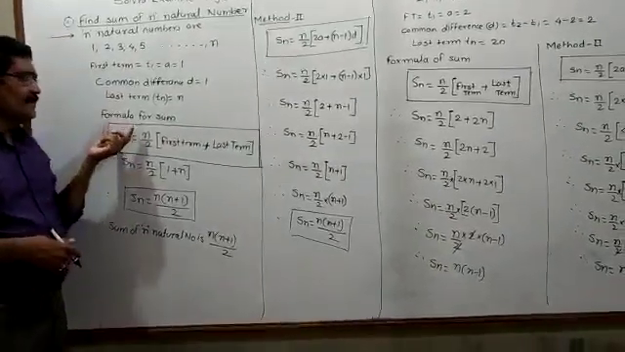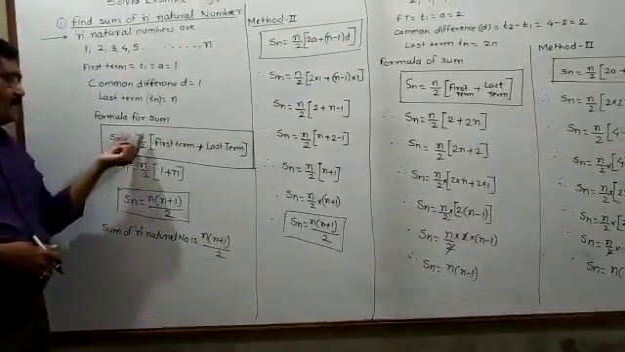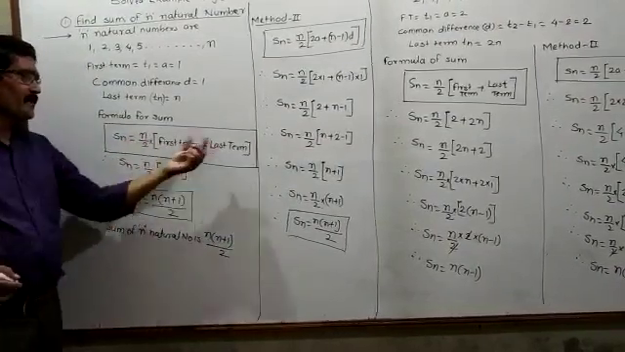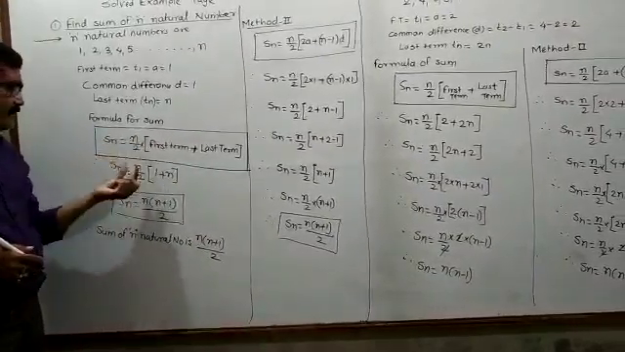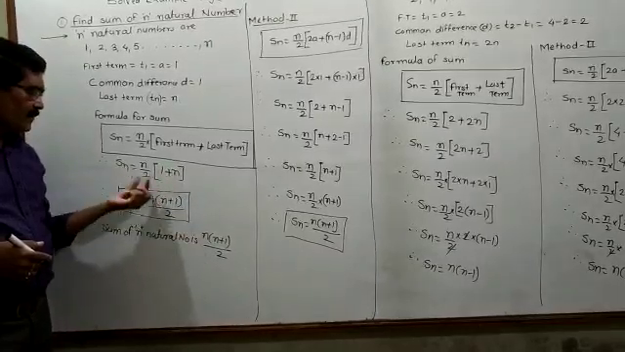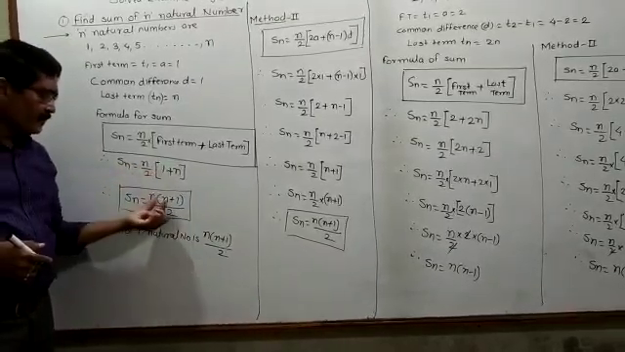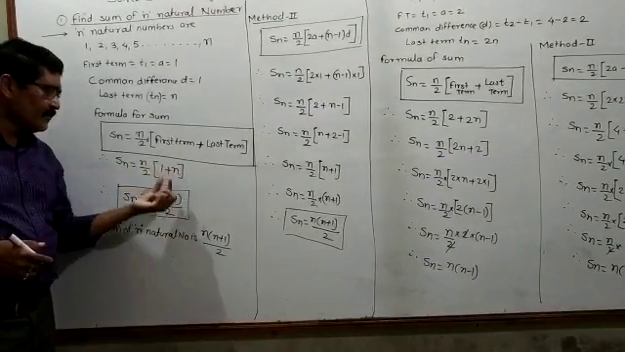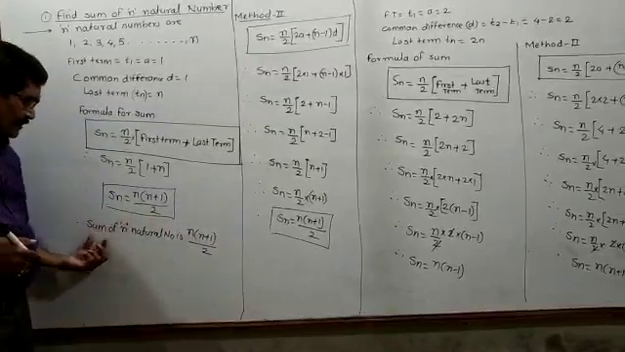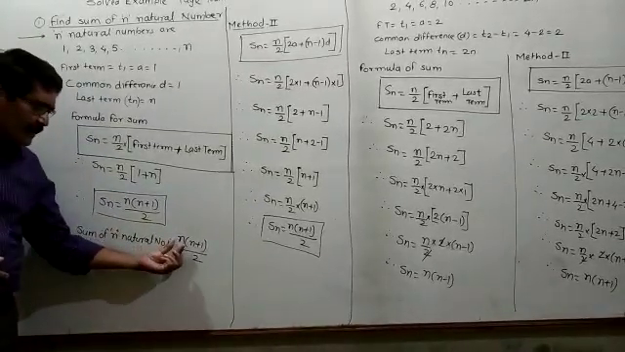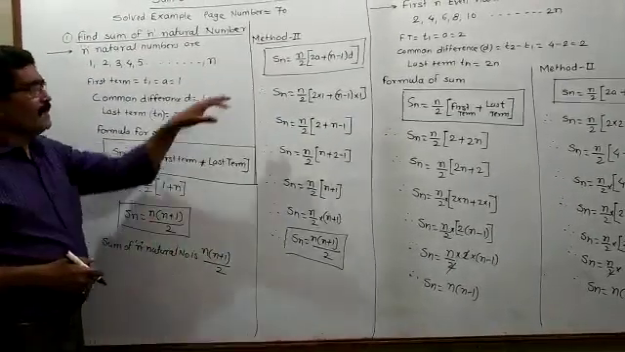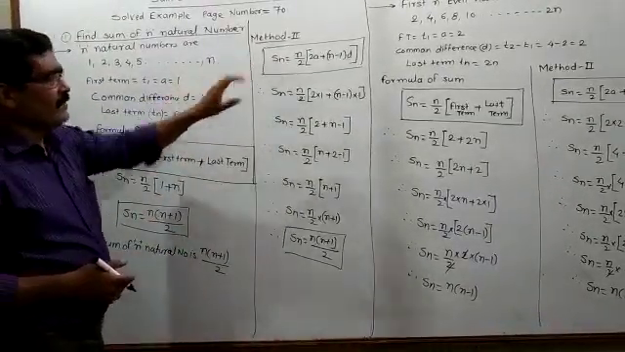So you have to use a simple formula: Sn is equal to n upon 2 into the bracket of first term plus last term. Put the values: n as it is, first term will be 1, last term will be n. You will write n upon 2 multiplied by 1 plus n, that is n plus 1. So the sum of the first n natural numbers will be n into n plus 1 upon 2.